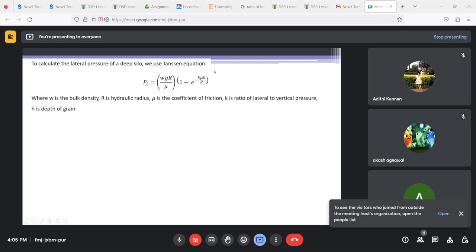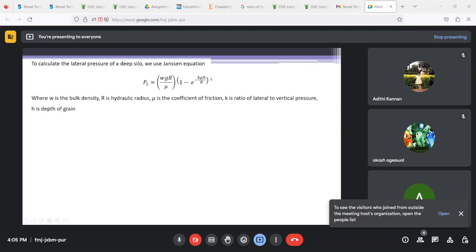So Janssen equation states that PL, which is the lateral pressure, is equal to WGR by mu into 1 minus e power minus K mu H by R. So here in this formula, W stands for the bulk density, G stands for the acceleration due to gravity, R stands for hydraulic radius, mu stands for the coefficient of friction between the grains and the walls, K here stands for the ratio of lateral to vertical pressure, and then mu again is the coefficient of friction. H is the depth of the grain.